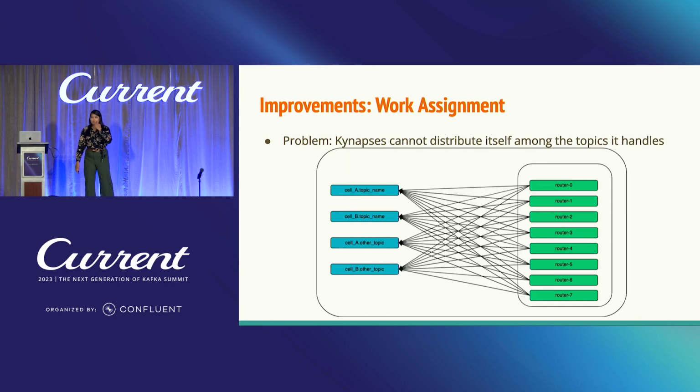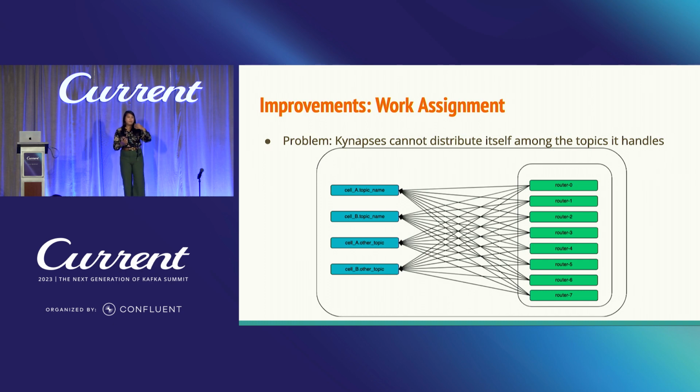This next one is one I can talk a little bit more about because this is something that's actively being worked on right now, and this has to do with the problem that Synapses doesn't have any logic to distribute itself across the different topics. Again, each router is going to discover the set of topics that it needs to handle, and then it's going to just connect to all of them.